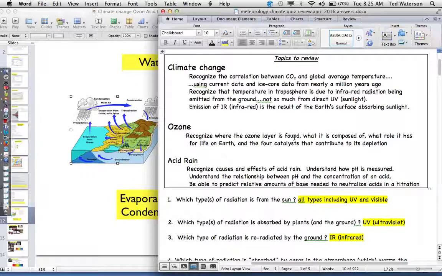it's in the stratosphere. What is it composed of? O3. What role does it have for life on Earth? It's the Earth's natural sunscreen. What are four catalysts that contribute to its depletion? Water, methane, nitrogen oxides, and then those chlorine, fluorine, bromine, those halocarbons could also be considered a catalyst for ozone depletion.